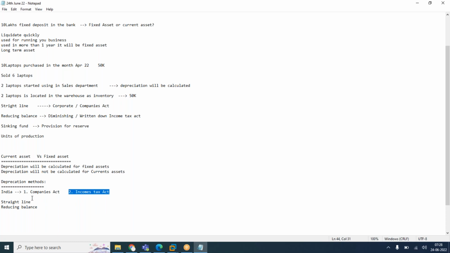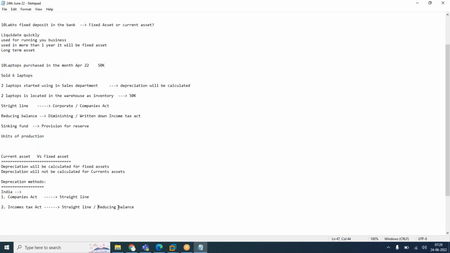As per the Companies Act, we need to follow the straight line method. As per the Income Tax Act, we have the option to use straight line or reducing balance. Either one you can use. The government has given the provision, you can use straight line or reducing balance.